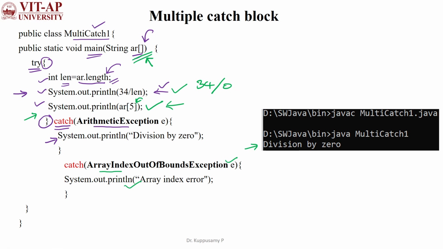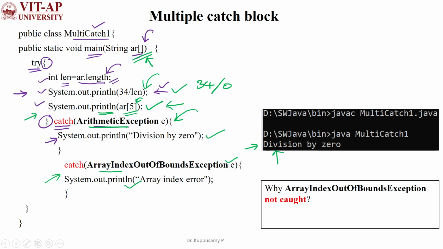So the first statement itself is raising the exception, and this is handled by the arithmetic exception catch class, which is available earlier than the second statement's exception, array index out of bounds exception. So successfully our program is executed, but it gives you the notification that there is an exception. Okay, if it is successfully executed, then this statement will come into the picture and execute. If there is any exception, then its corresponding exception class will handle that exception.